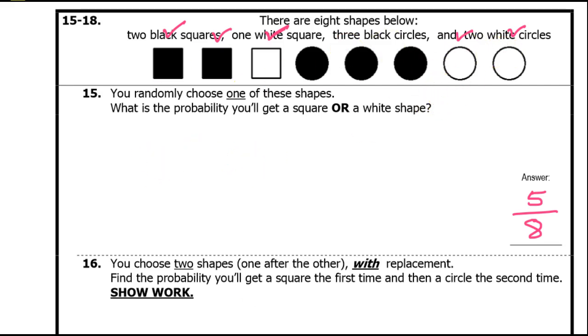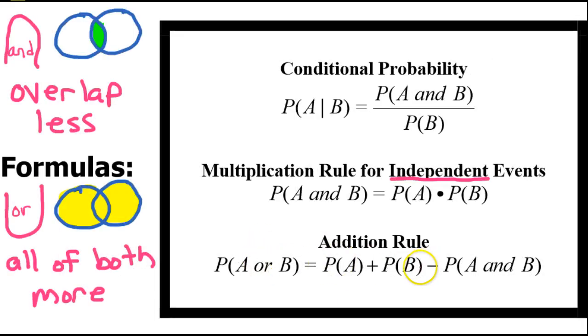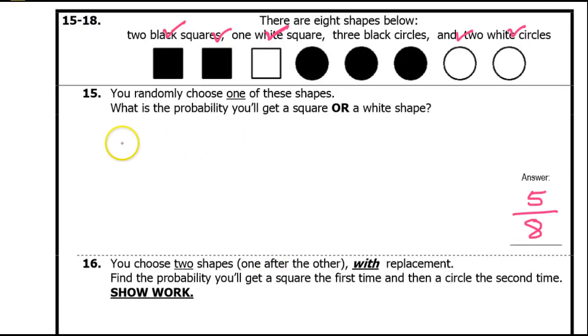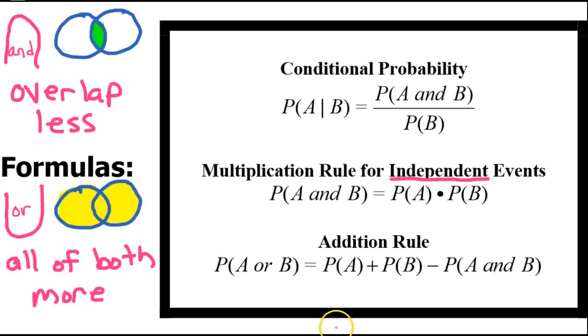Now, if I wanted to use one of my formulas, I could do that here. I could use this OR formula, this addition rule. So the probability of A or B is the probability of A plus the probability of B minus the overlap. I can simplify this down a little bit. Sometimes I like to do the probability part at the end. So I could rewrite this formula like this, leaving out the P part. A or B is equal to A plus B minus the overlap. I could just say that without the probability business.